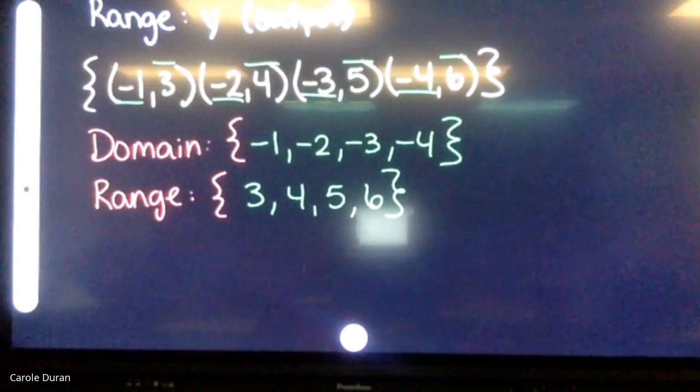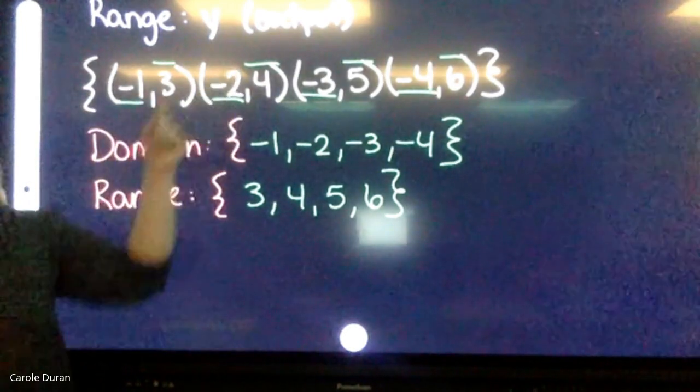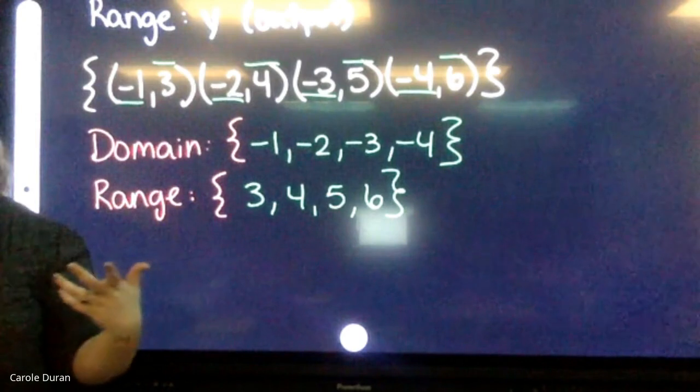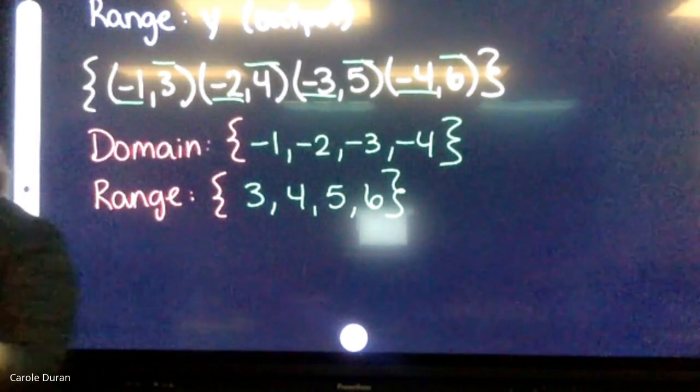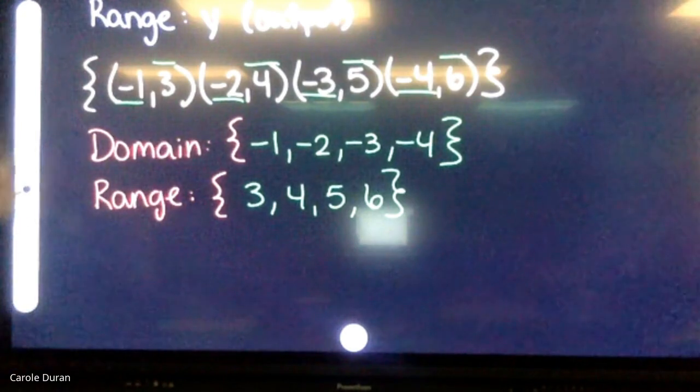Okay. I will say that if we have a number that repeats itself, we only list it once. Or if a y repeated itself. So if I had -1, 3 and -2, 3, I would only list 3 in here one time. We just don't repeat numbers in our set. Okay? So I'm going to give you one to test on your own, and then we'll move from there. What was your question, Brandon? Well, we're assuming that all of these are functions, so we shouldn't have repeating x's. Repeating y's are okay, but we shouldn't have repeating x's.